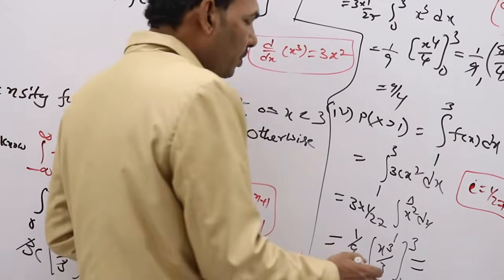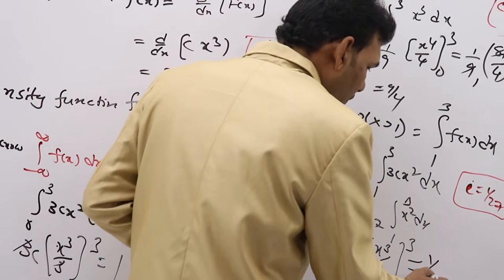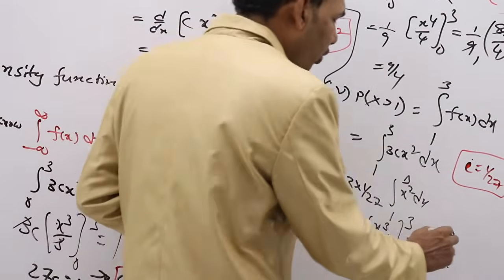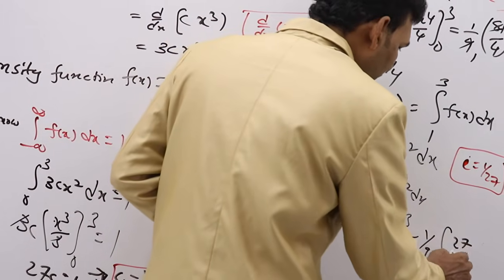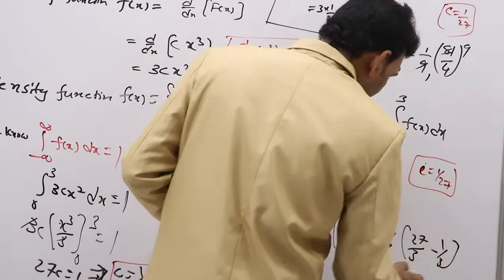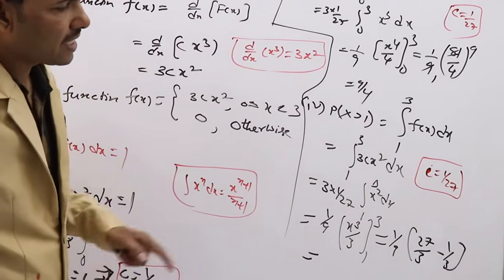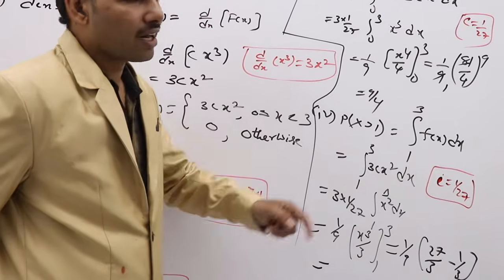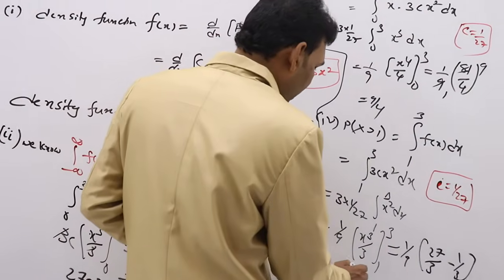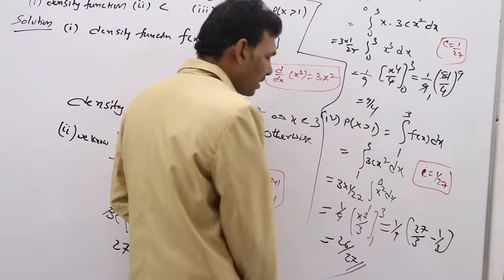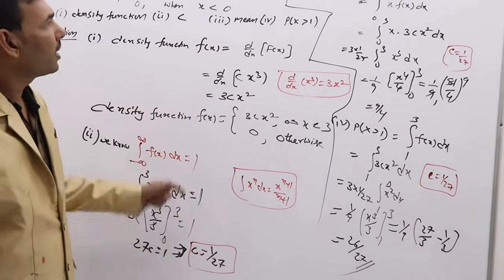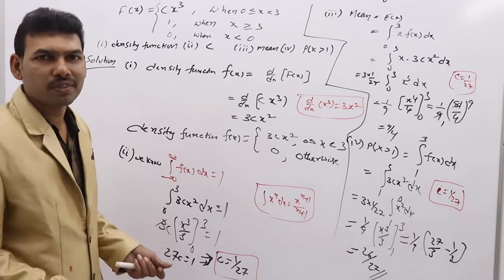So you need to substitute the upper limit and lower limit. 1 by 9 into, write in the place of x, 3 first. 3 cube, 27 by 3. Write in the place of x, 1 by 3. So there you can cancel. 9 minus 1 by 3. You can simplify. You will get 26 by 27. That is the probability of x greater than 1. Okay, any doubts anywhere you may express.